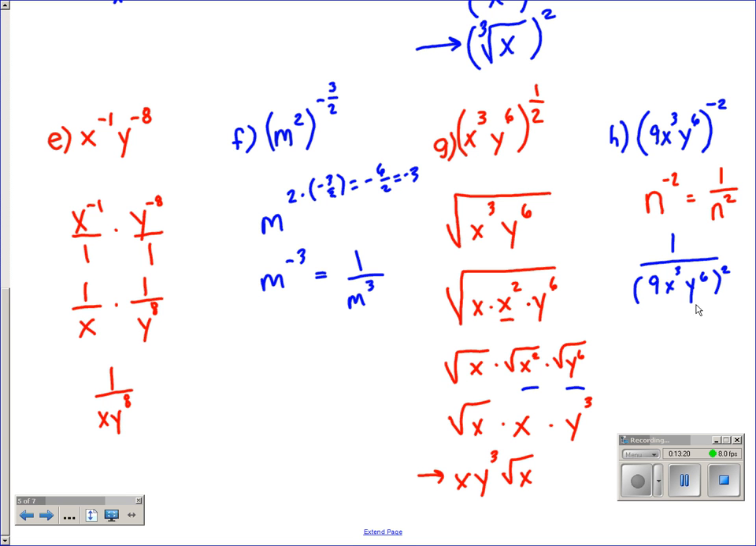And if we take this expression and multiply it by itself, we know that we're going to be squaring each part of this term. So 9 to the second power would be 81, so 1 over 81. X to the third squared, well, x to the third times x to the third is going to be x to the sixth power. And y to the sixth power raised to the second power, well, y to the sixth times y to the sixth would be y to the 12th power. So we end up with 1 over 81 x to the sixth y to the 12th power. That would be our final answer for this one.